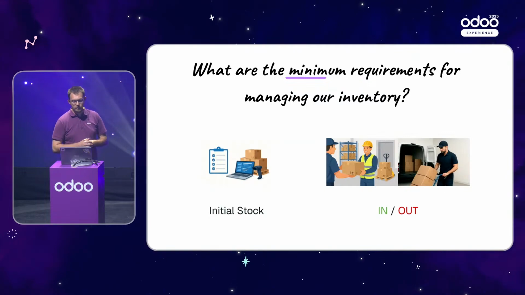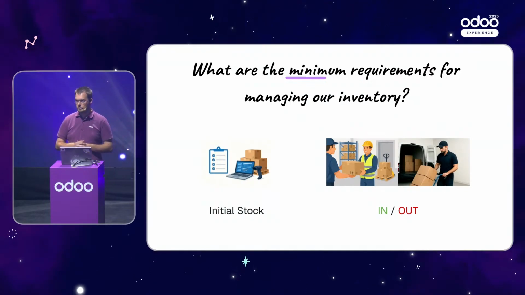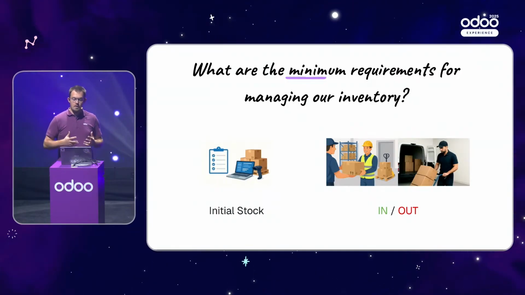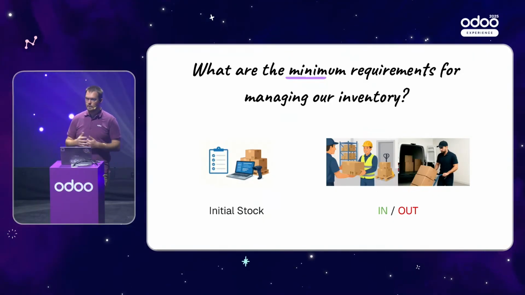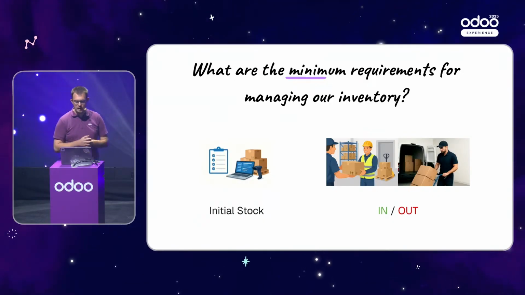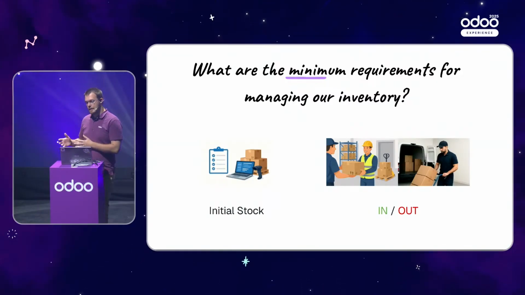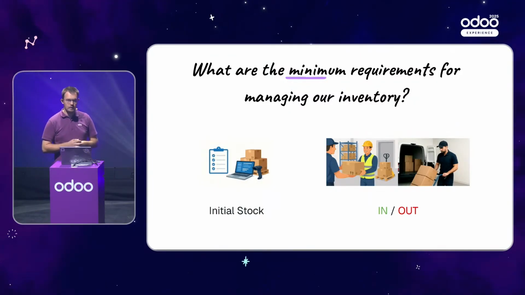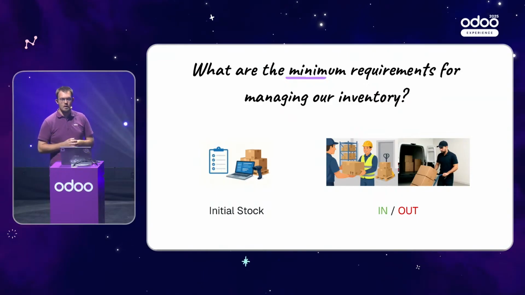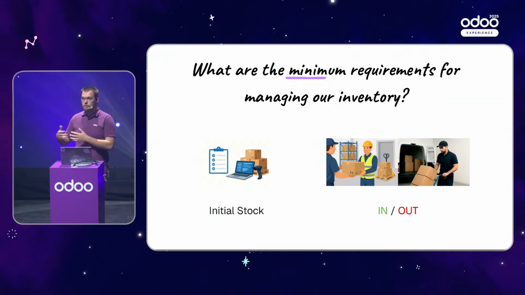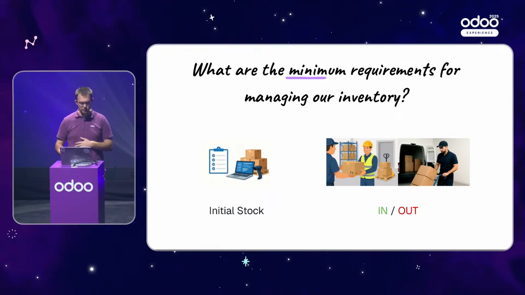So, first of all, what are the minimum requirements for managing our inventory in Odoo when I start from scratch? The first thing is to take the initial stock. Currently, maybe you have stock in your warehouse or at home or somewhere, and you need to say, okay, I have this product, in this quantity. That's the first thing that you need to do. And then we need to be able to manage the in and the out, so the receipt and the delivery. It means that you need to be able to add quantity in your stock and remove quantity from your stock. Those are the two points that you need to do in Odoo just for a basic flow.